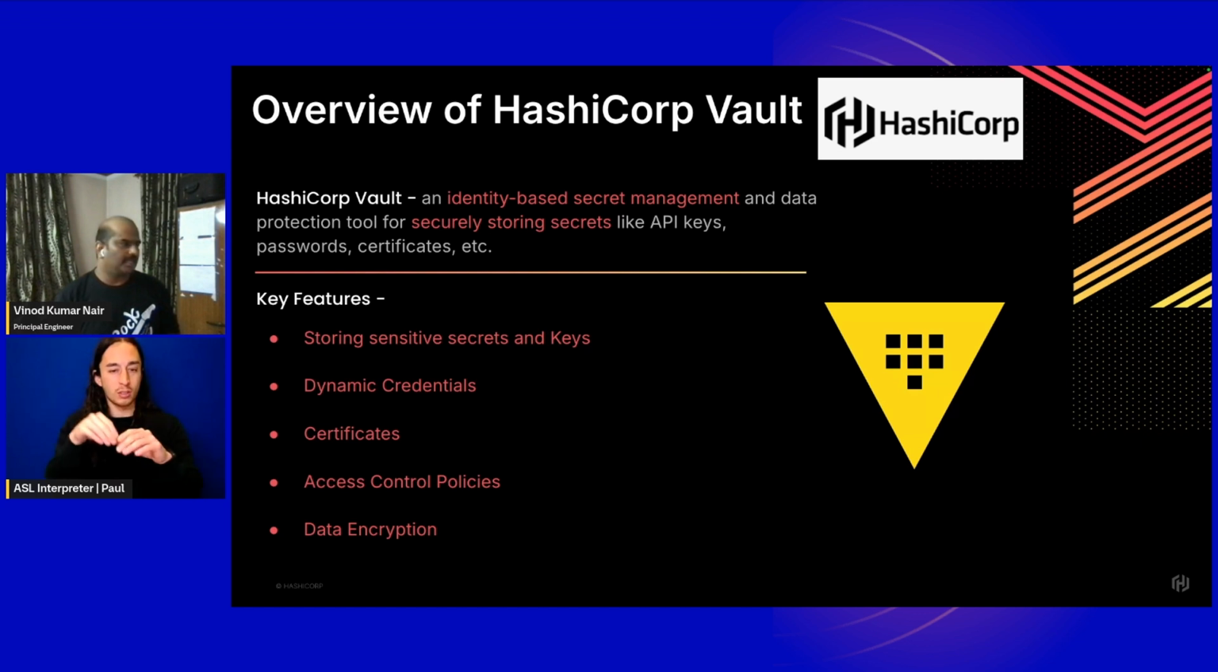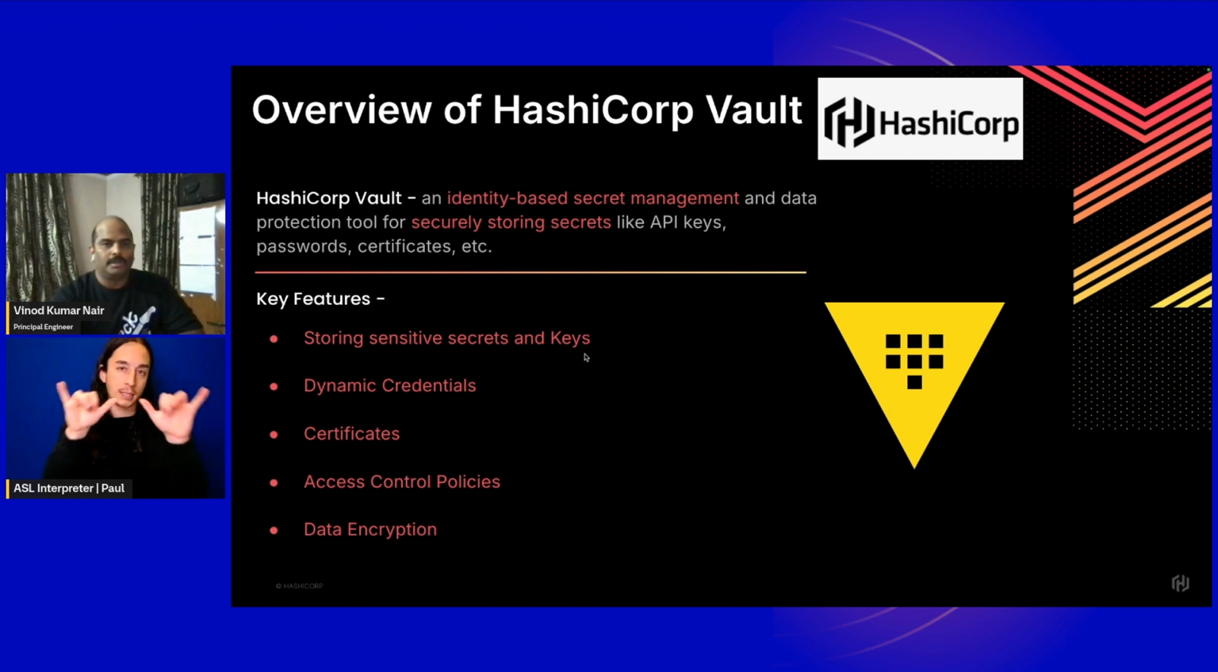Some of the features HashiCorp Vault offers: like I mentioned, you can use it to store sensitive information, like your API keys, passwords, certificates, tokens, anything. You can also make use of dynamic credentials. This is the beauty of Vault. Let's say your application has to communicate with another system and you don't want to store any static credentials there; you can use dynamic credentials, and it will generate short-lived temporary credentials which you can use to connect to the other system.